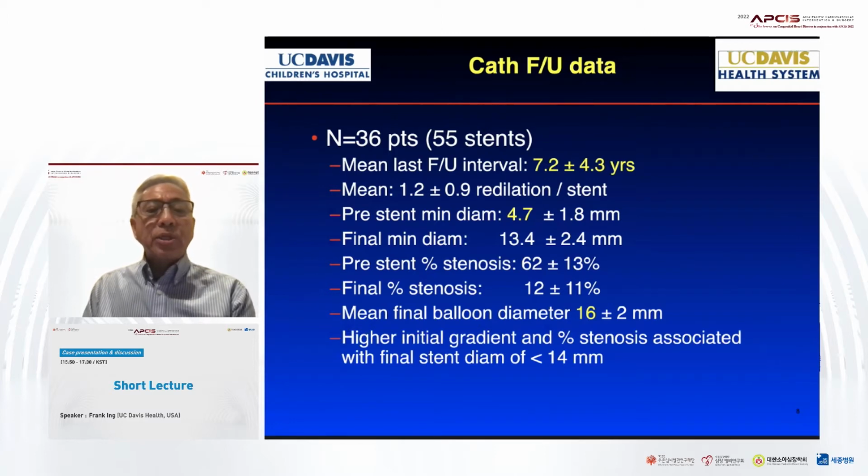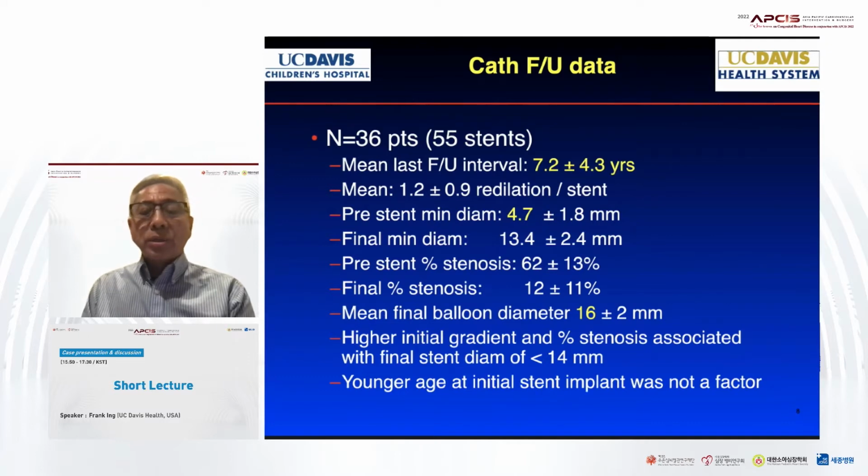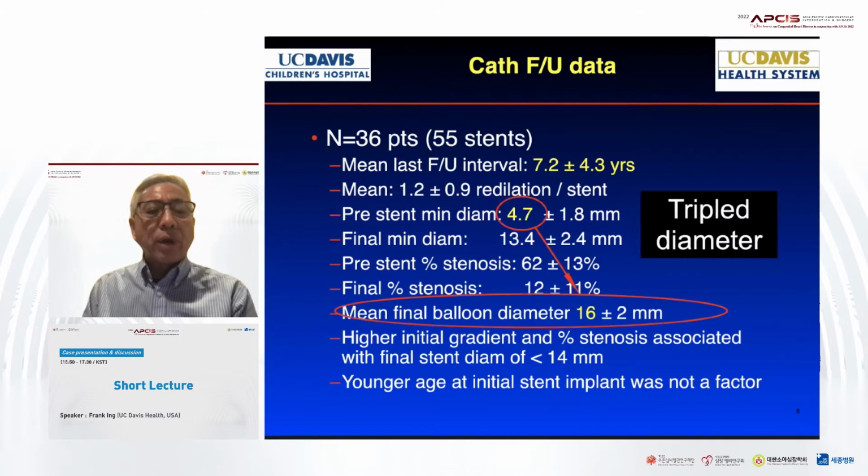So basically, it showed that the higher initial gradient was associated with a final diameter of less than 14. In other words, the more severe it is, the harder it is to get to adult size. And younger age was not a factor in terms of the final outcome. You look at this: starting at 4.7 millimeters of diameter, it almost tripled the diameter at follow-up.